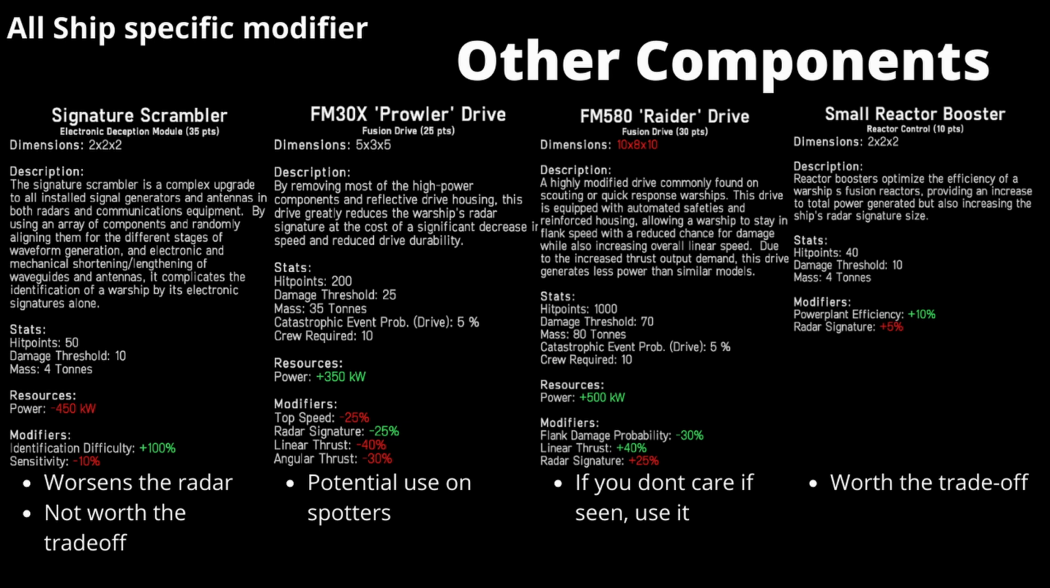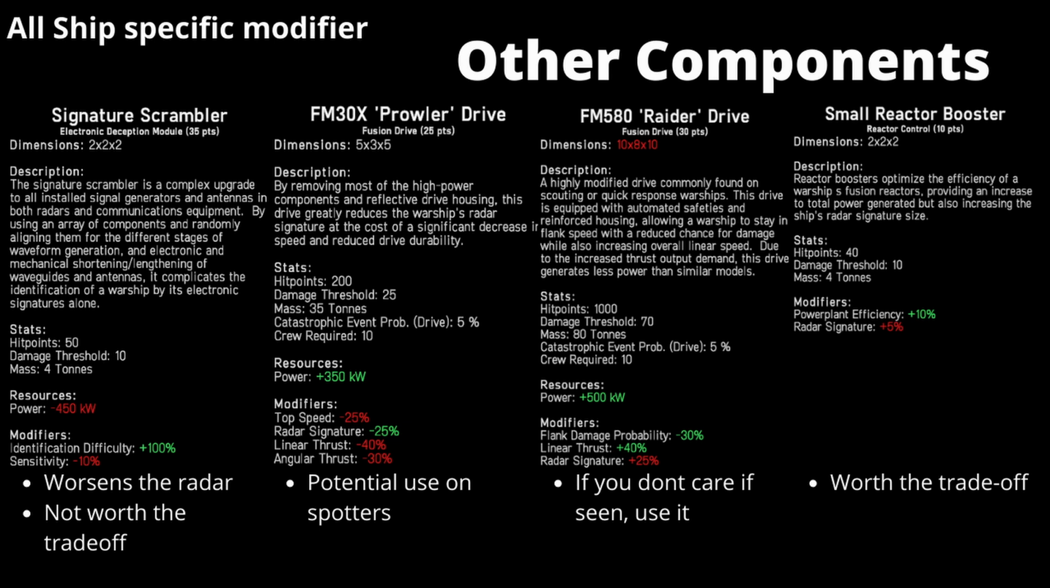So the prowler drive is something that you could potentially use on spotters if you have no interest in it moving fast or turning quickly, and simply requiring it to stay hidden while providing vision. It'll be able to reduce the signature size of the ship, which is one of the factors whether a ship is seen or not seen. The radar drive, however, is sort of the opposite.